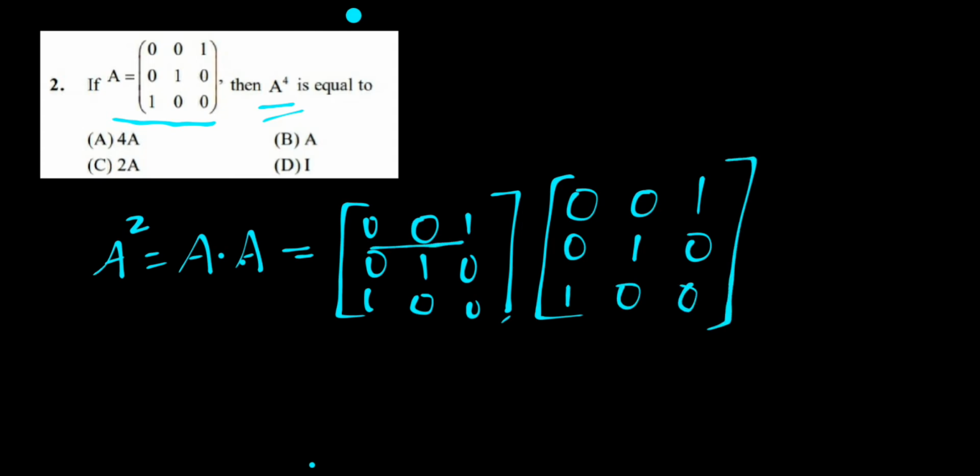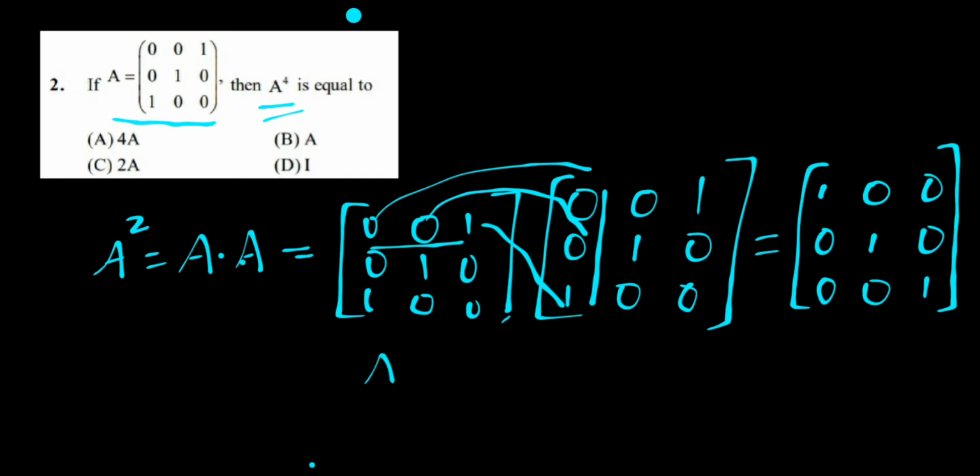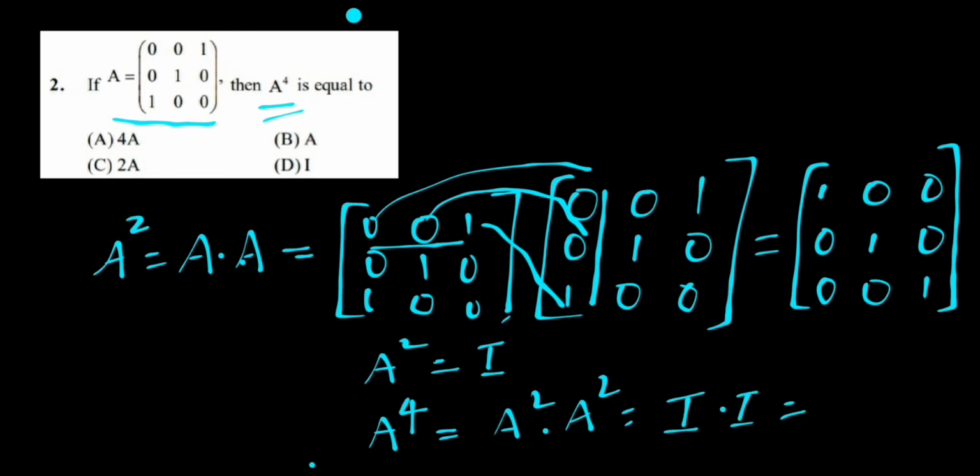For matrix multiplication, we have to use the row by column method: first element multiplication, second element, third element multiplication and addition. If we do that, you will get 1 0 0, 0 1 0, 0 0 1. This is the identity matrix. A square is the identity matrix I. A power 4 is equal to A square into A square, that is nothing but I into I. I into I gives again I. So option D is the correct answer.